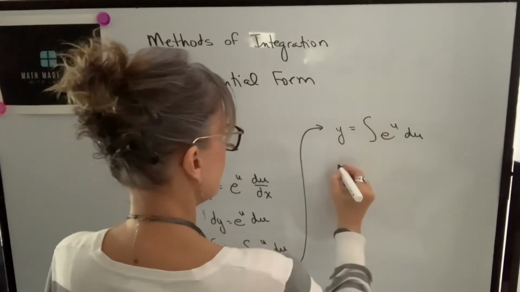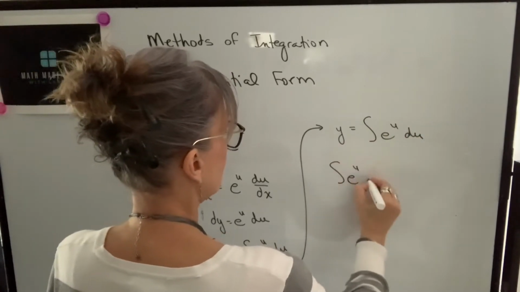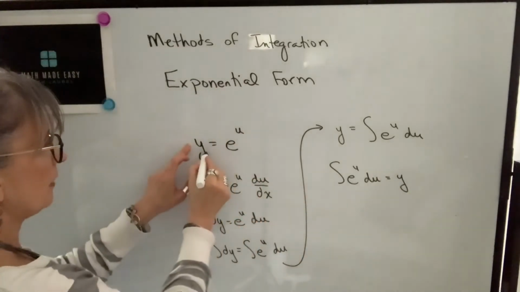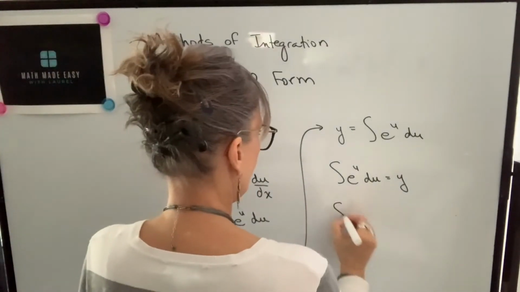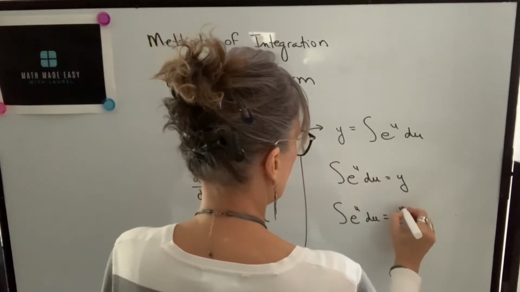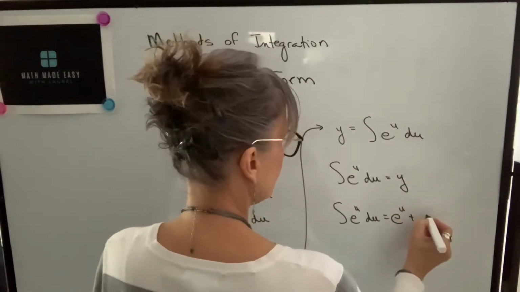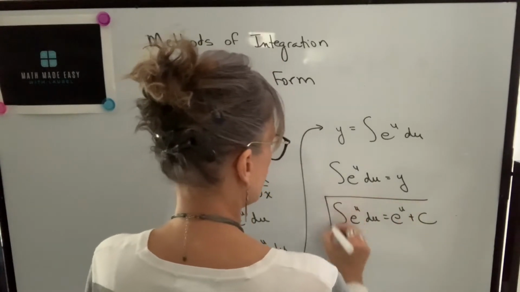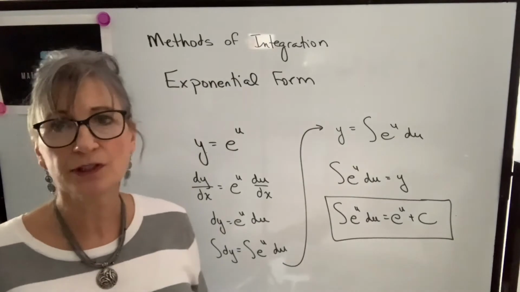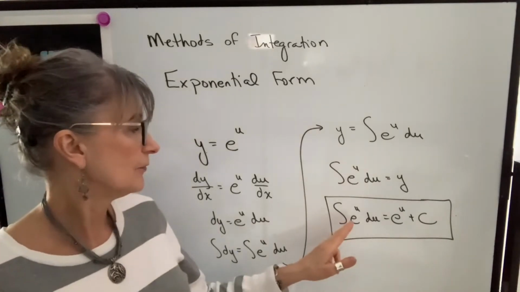Let's reverse this. So the integral of e to the u du is equal to y. And remember how we defined y. Therefore, the integral of e to the u du is simply equal to e to the u. And if it's indefinite integration, we'll add a constant. So this is the formula you're going to use if you do encounter an integral of e to the u du.